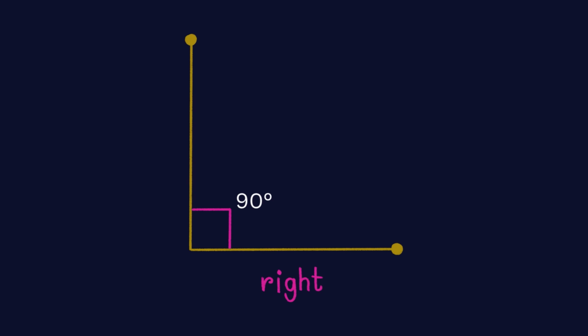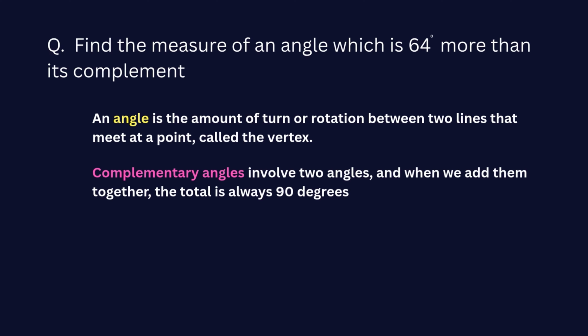Now from the question, it says that it is 64 degrees more than its complement. So what is a complementary angle? A complementary angle involves two angles. When we add those angles, we get the total, which is always 90 degrees. For example, if one angle is 30 degrees and the other angle is 60, then the total should always be equal to 90 degrees.